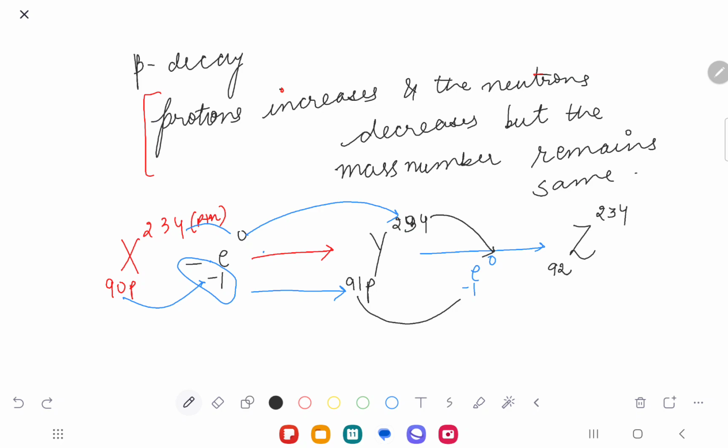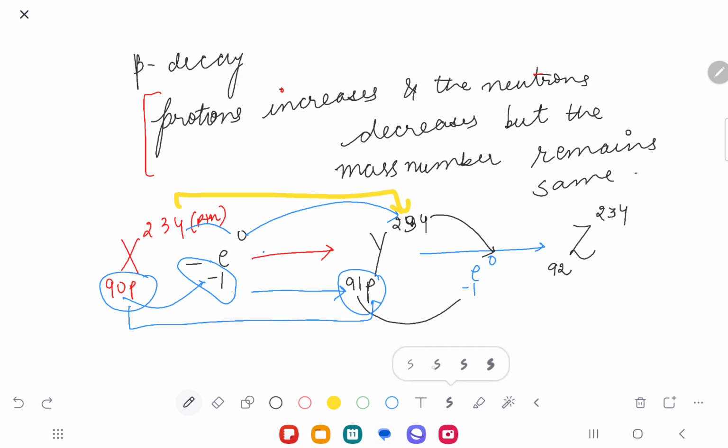So what am I trying to tell you? That every time a beta decay takes place, the new element so formed will have a different number of protons. 90 protons, and now it will be 91 protons. But the mass number shall remain the same. Yes or no? Yeah.